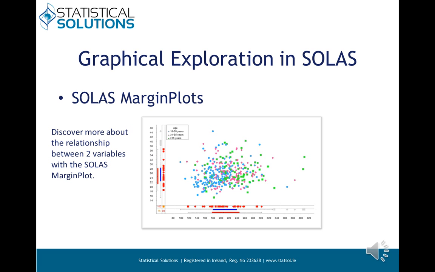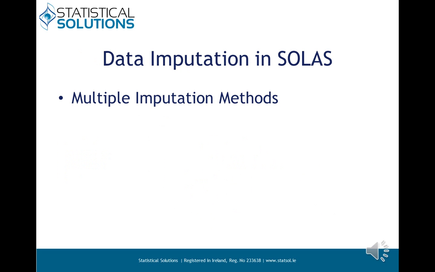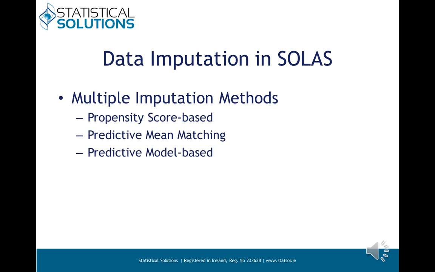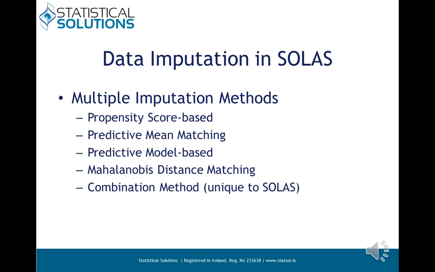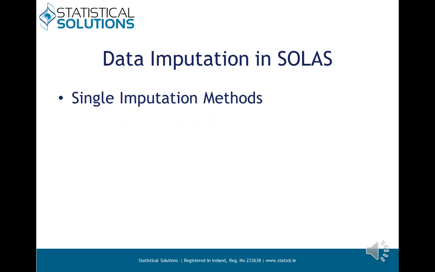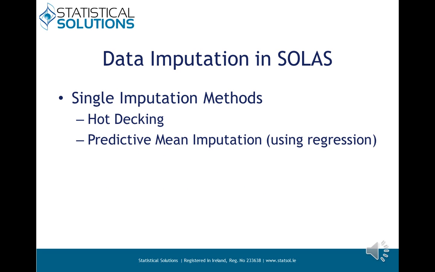Once you are happy with your initial exploratory work, you can then proceed to the imputation step of the missing data analysis process. SOLAS offers you 9 different imputation options, including 5 methods for multiple imputation, which are propensity score-based multiple imputation, predictive mean matching, predictive model-based multiple imputation, Mahalanobis distance matching, and a combination of the above methods, which is unique to SOLAS. And SOLAS also has 4 more basic methods for single imputation, such as hot decking, predictive mean imputation, group means, and last observation or last value carried forward.